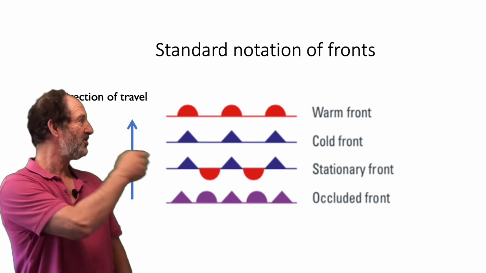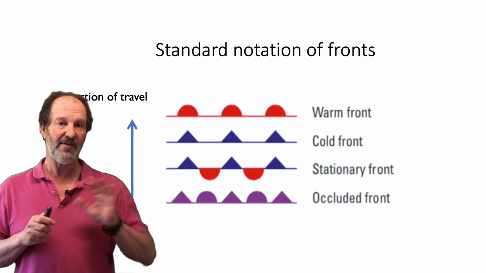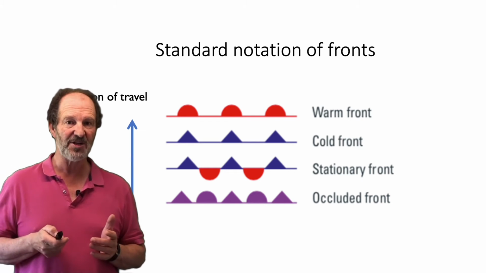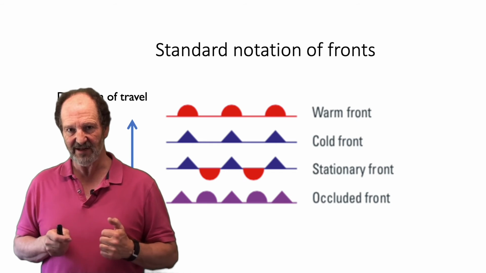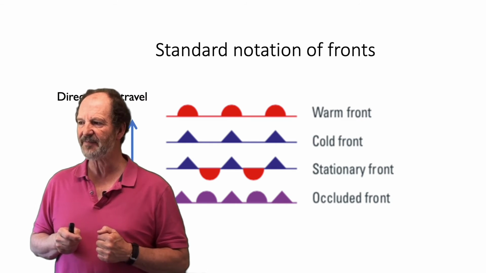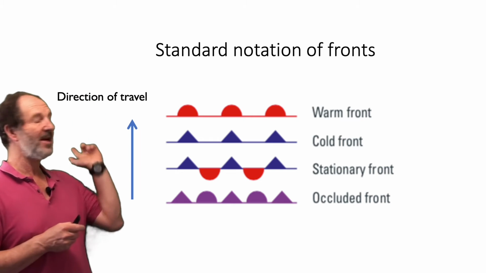Right, weather fronts. These are the standard notation of the front. So these are in colour. Sometimes you'll see them on a black and white chart, but they're shaped so that you can easily tell the difference between the different kinds of fronts. And on this one, I've got an arrow here just showing the direction of the front.